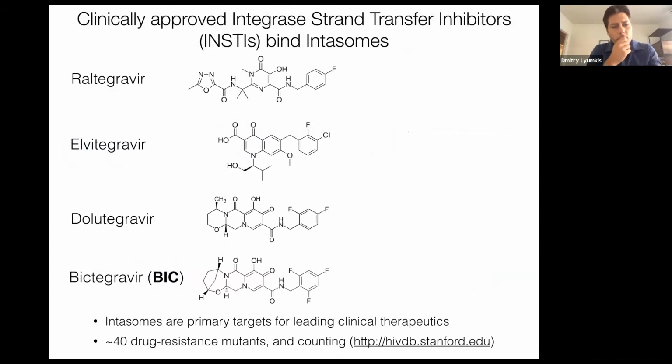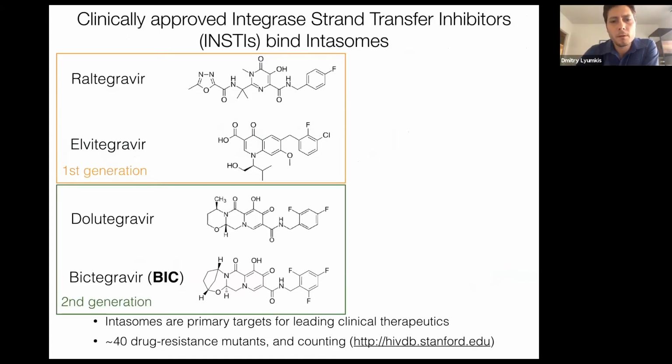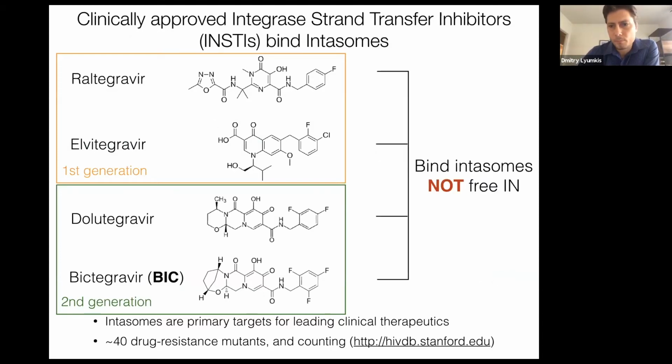Now, what's important for the rest of this talk is that there's a group of drugs called INSTIs, Integrase Strand Transfer Inhibitors, which target intasomes specifically. These drugs are shown on this slide. Raltegravir and elvitegravir are the first generation compounds. They're clinically approved to treat HIV infected individuals, as well as dolutegravir and bictegravir, which are also clinically approved. These are the second generation drugs. These drugs bind intasomes and not free integrase. I'll show you why that is in a later slide.